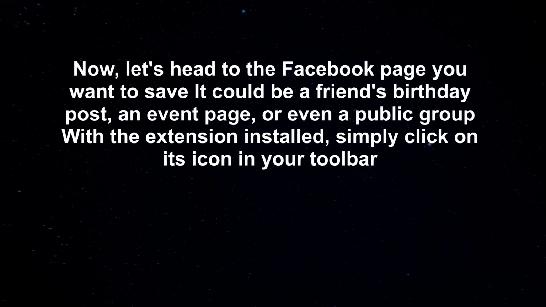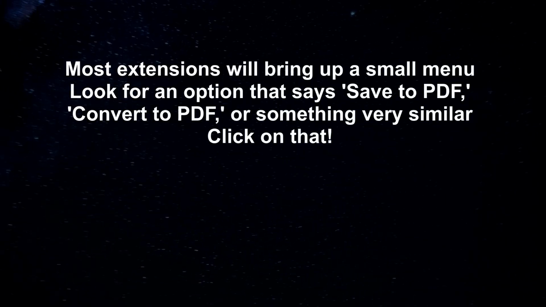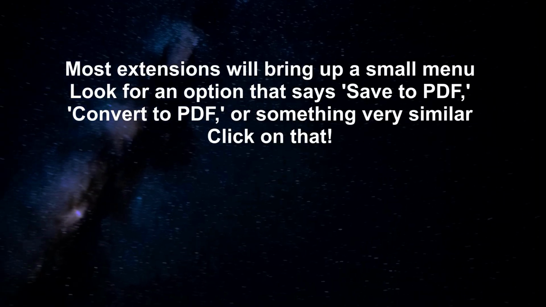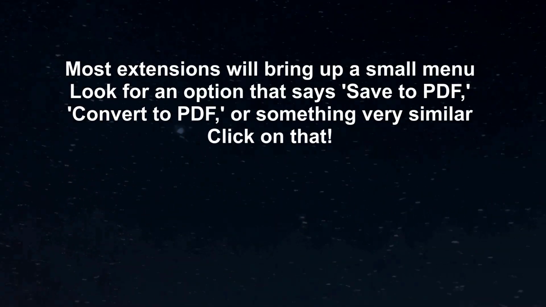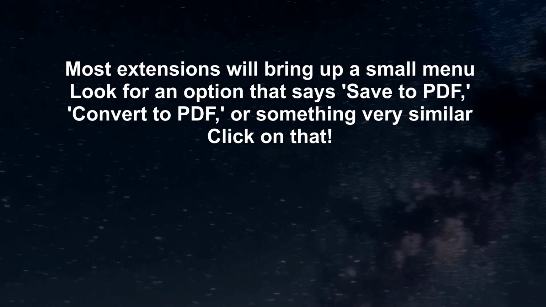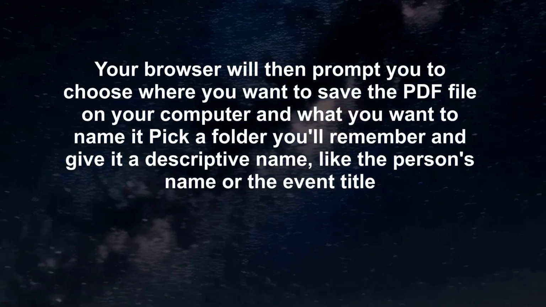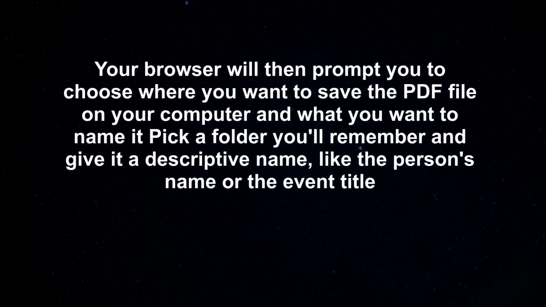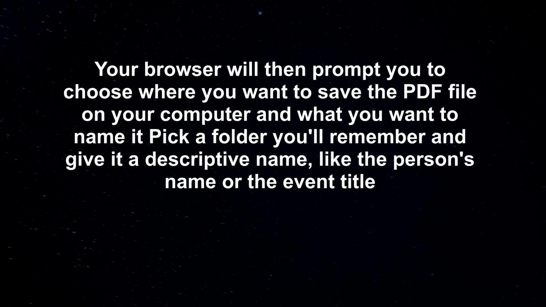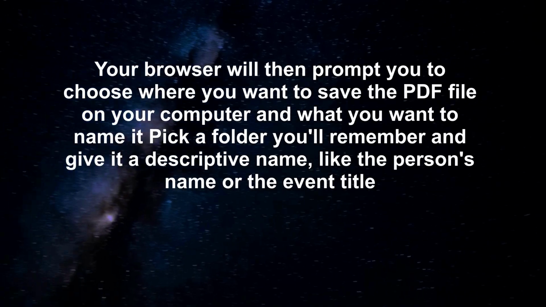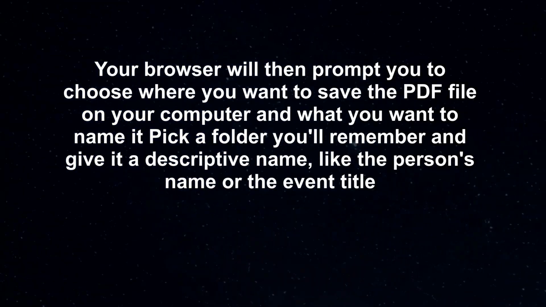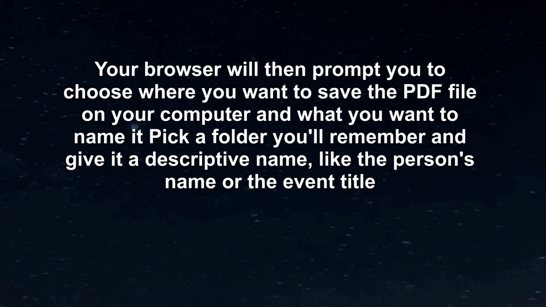Simply click on its icon in your toolbar. Most extensions will bring up a small menu. Look for an option that says Save to PDF, Convert to PDF, or something very similar. Click on that. Your browser will then prompt you to choose where you want to save the PDF file on your computer and what you want to name it. Pick a folder you'll remember and give it a descriptive name, like the person's name or the event title.